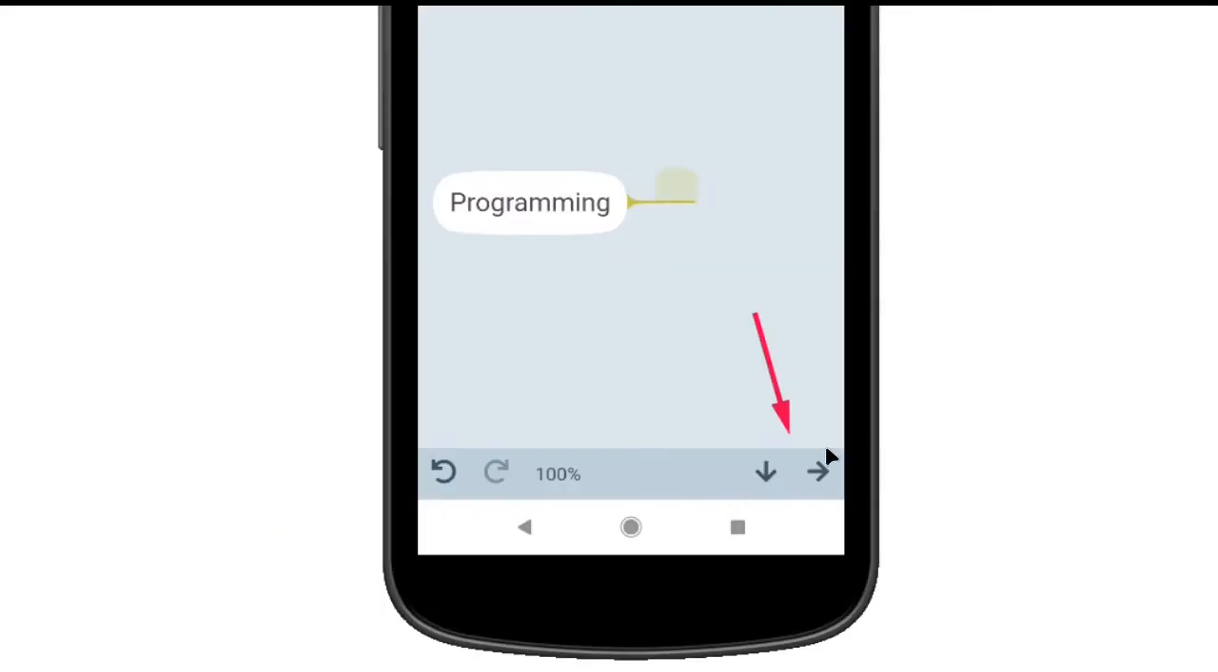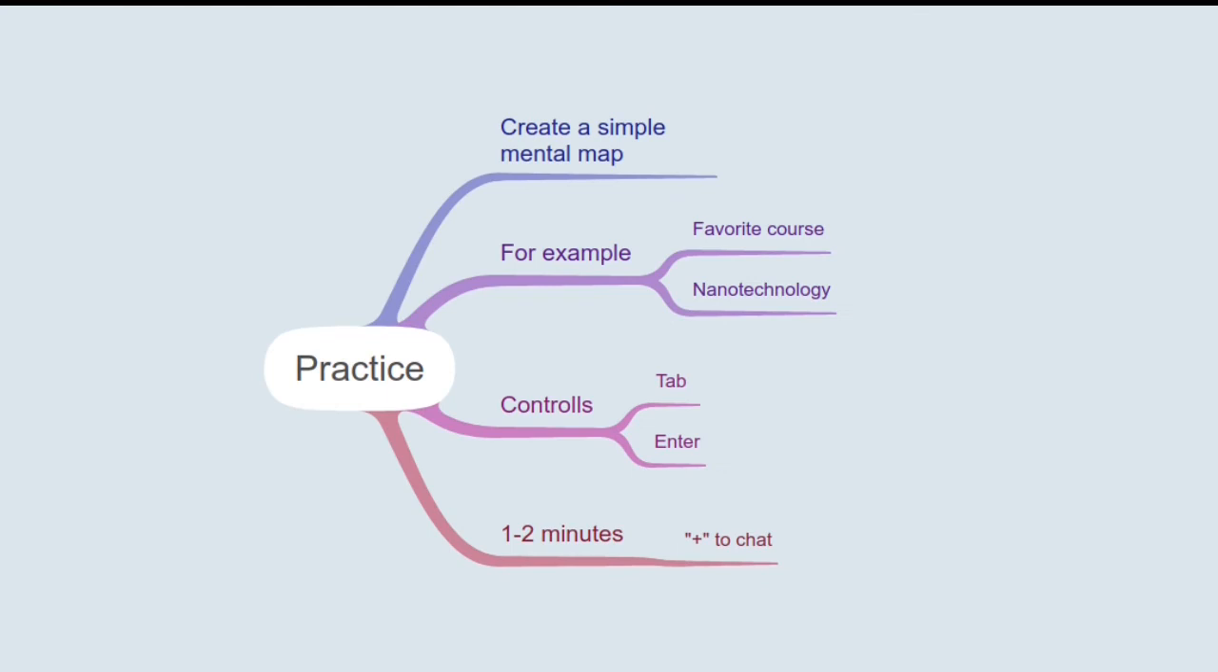How to add branches on phones? To do it, use these buttons on the bottom right corner. Okay. I'll give you 1-2 minutes, okay? Create any mind map. When you make your mind map, put plus into the chat, and I'll be quiet so as not to distract you. But don't close your mind map because we will continue with it.